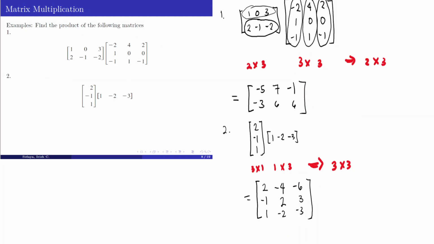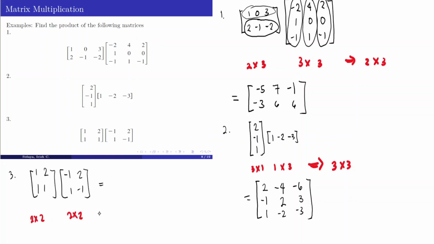And for the third one, we multiply [1, 2; 1, -1]... and then multiply by [-1, 2; 1, -1]. Okay, so take note of the sizes first. So this is a 2 by 2 matrix and another 2 by 2 matrix. Hence, the product must be a 2 by 2 matrix.